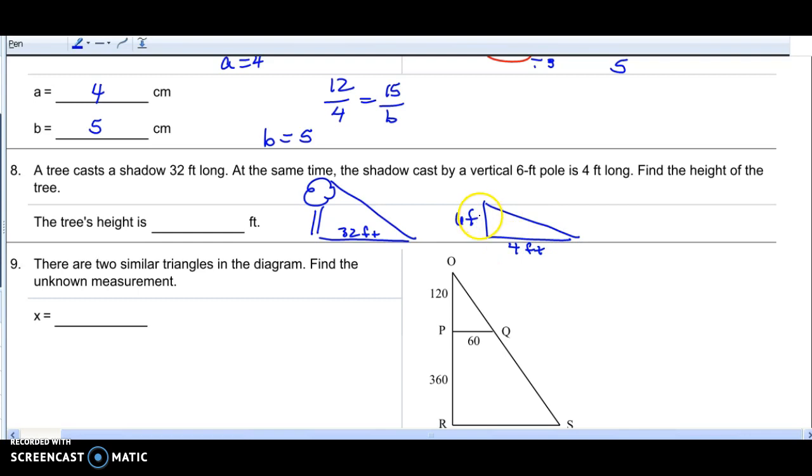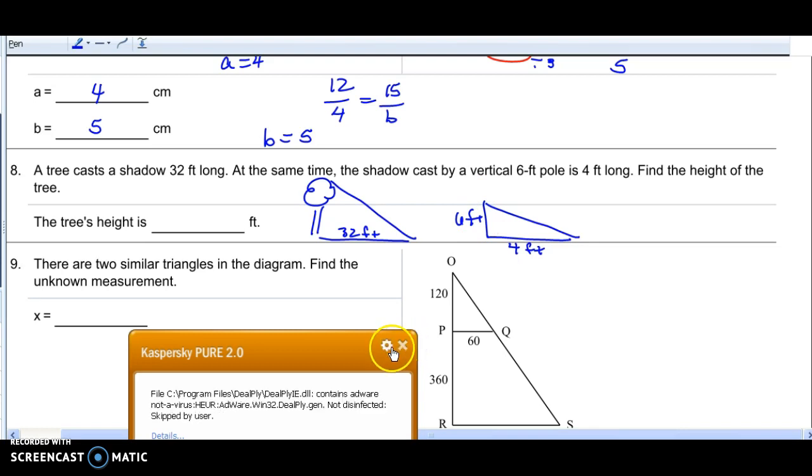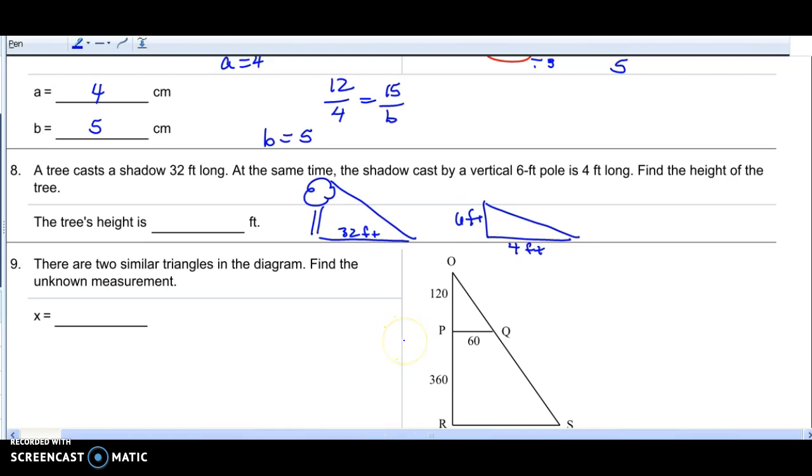We can use the same principle of similar triangles to find the height of the tree. So we'll call the height of the tree x. So x is to 6 as 32 is to 4, and you should be able to solve that. Yes, x is 48 feet.